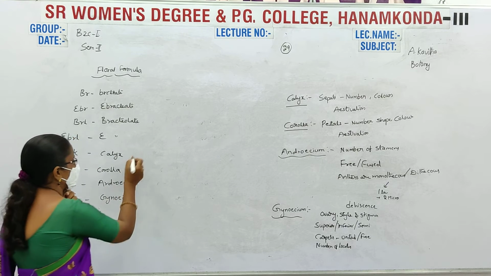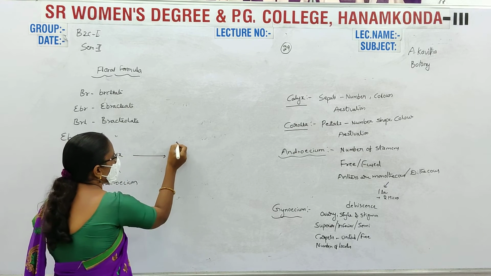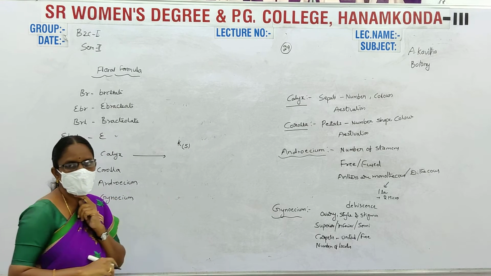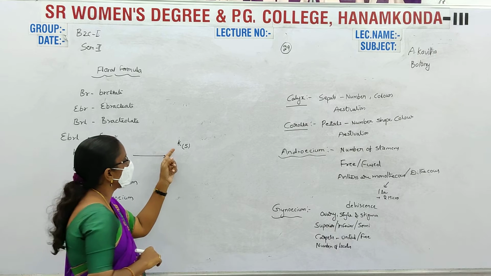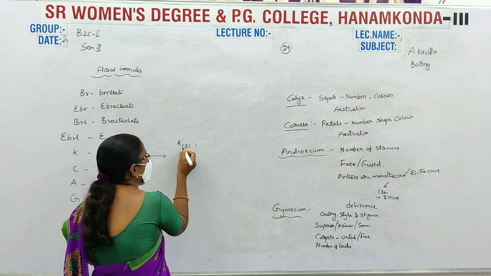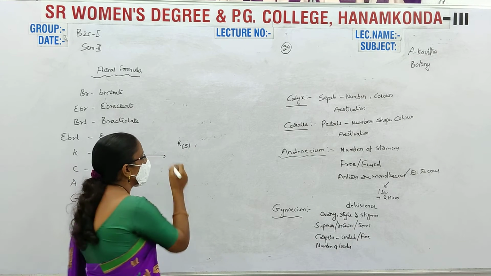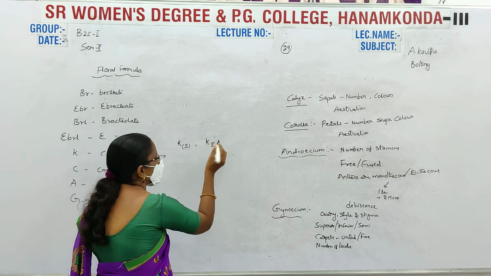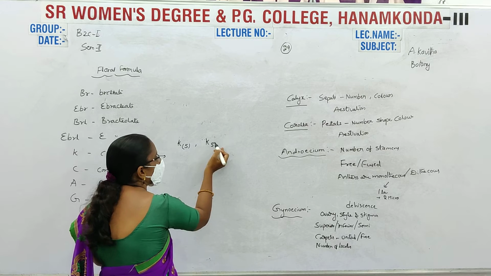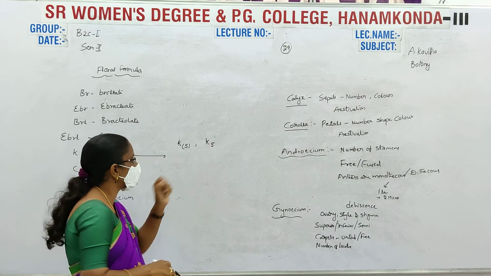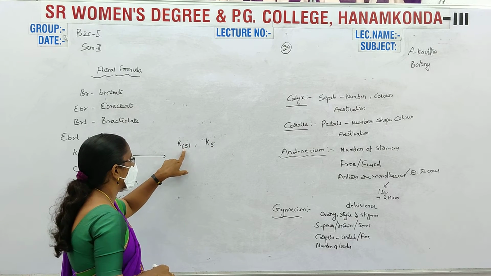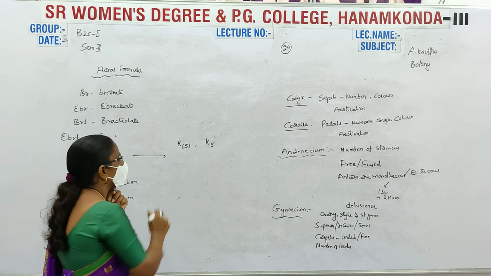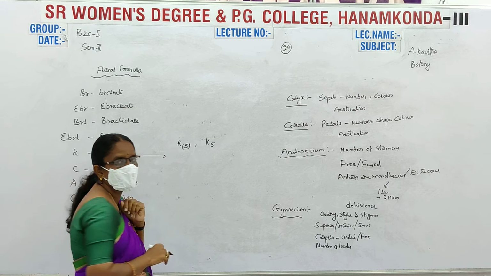And for example, the calyx number. For example, K: the sepals are 5. We write K5. If the sepals are fused, write the 5 within brackets. Normal 5 means these 5 sepals are free sepals. The 5 within brackets means the 5 sepals are fused sepals.